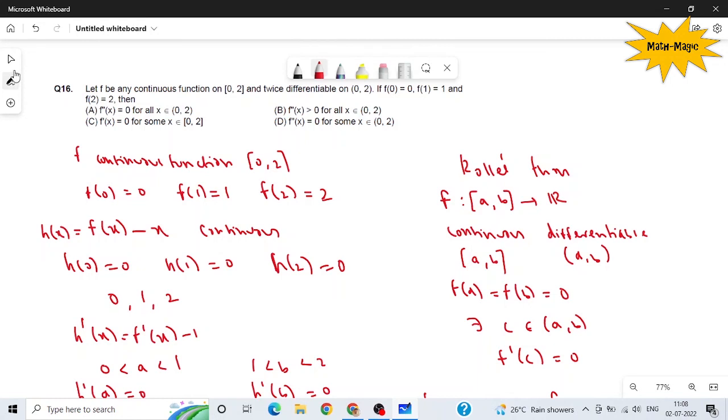For example, for option C, I can take my f of x to be x, which is continuous and twice differentiable. F(0) is 0, f(1) is 1 and f(2) is 2. But f dash of x is 1, which is not equal to 0 for any x in the closed interval [0, 2]. Like this you can construct examples to show A and B are also wrong. So by our process, we directly got that D is correct.